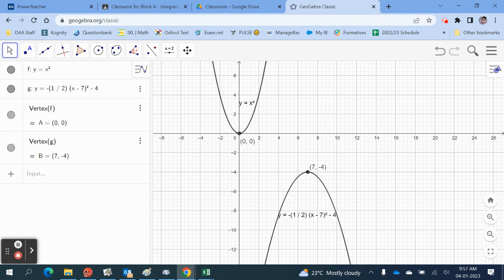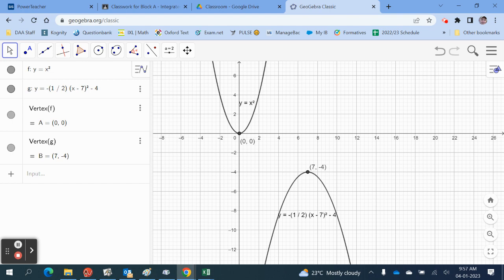Last question. What is the value of K? K is equal to minus 4. You can see the coordinates of the vertex. The y coordinate is minus 4. That means K is minus 4. That means we have a vertical translation down 4 units. And then this is what we need to do.